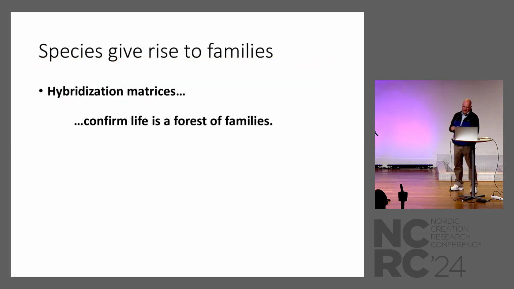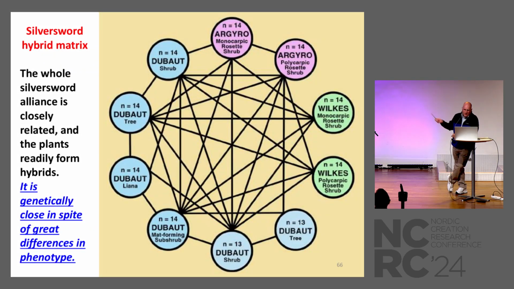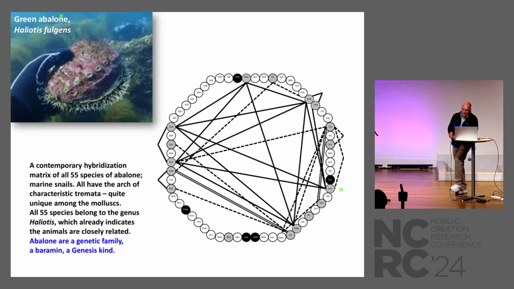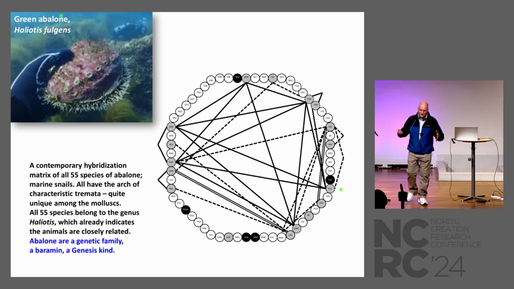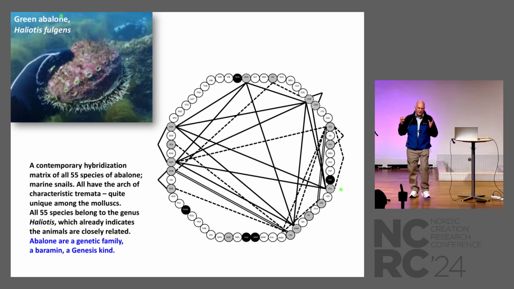Species give rise to families. Hybridization memories, they confirm life is a forest of families. I think people like the idea of it being a forest of bushes or something, lots of bushes of life rather than a single tree of life. Yeah. And this was the silversword hybrid matrix, just as a reminder. Here's another example, and the reason I'm showing you so many examples is to try to emphasize the fact that this is the norm. This is how speciation normally happens. It's not something exotic. Yeah.